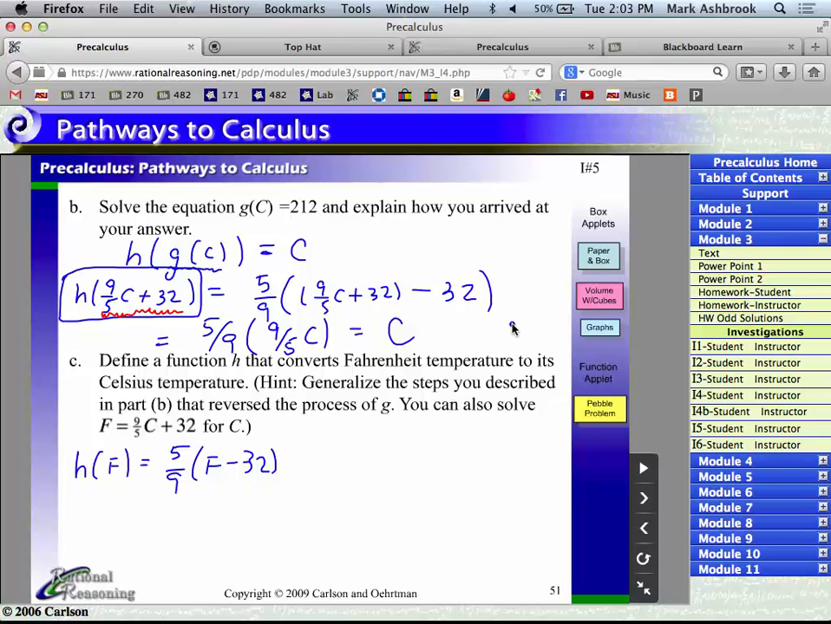So I want you to practice. I'll take attendance. I want you to do the math of G of H of F. And what should you get when you're finished? G of H of F.